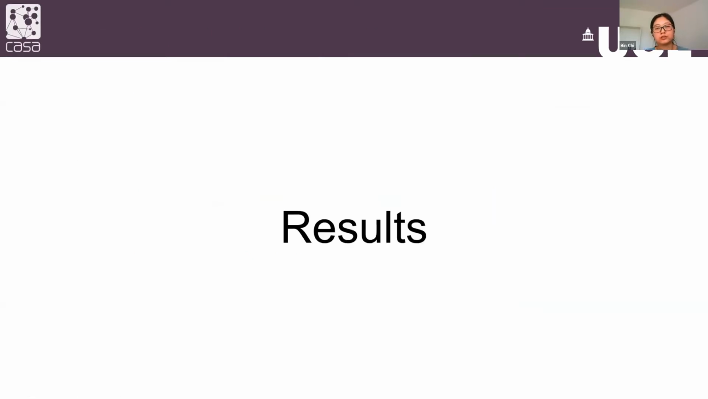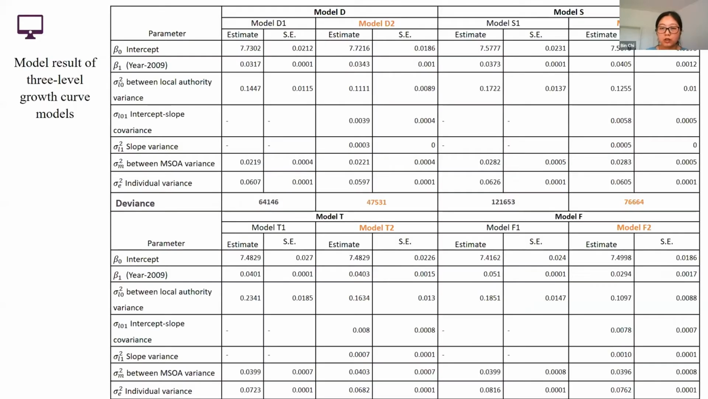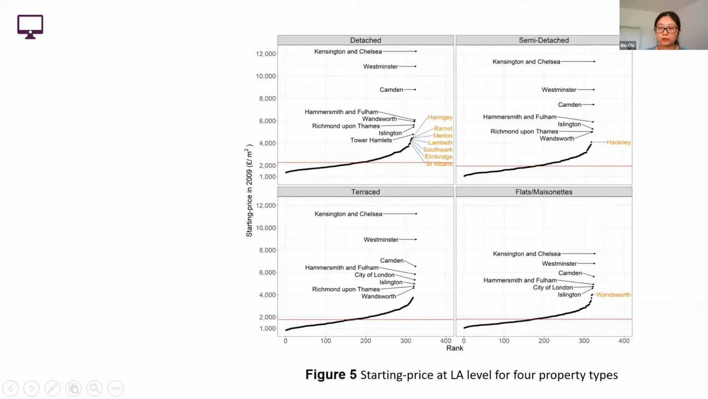So let me show you some of the results. First is the model result. I will not introduce all the details, I will just highlight the important parts. You can see clearly that for a given property type, the deviation for model 2 is smaller than model 1. And we also use the likelihood ratio test to show model 2 is significantly better than model 1. So we base it on model 2 for the different property types, and we are able to estimate the starting price for local authorities.